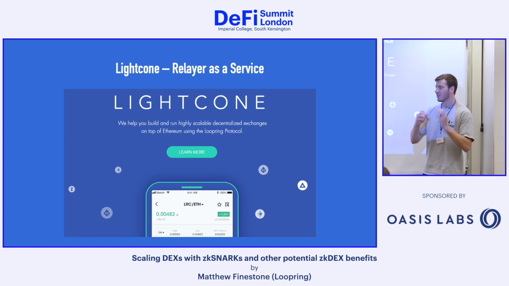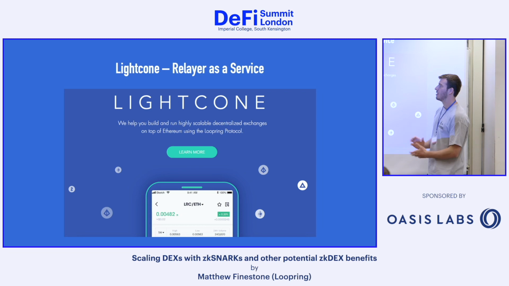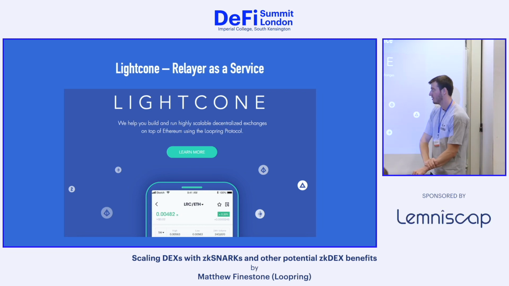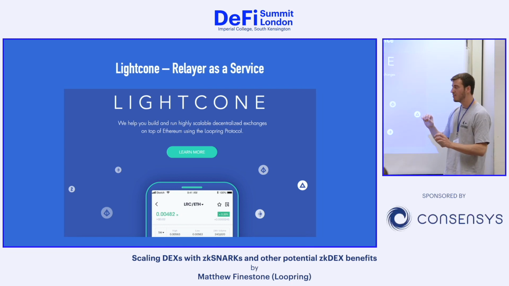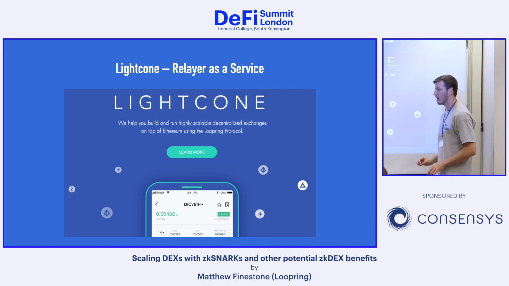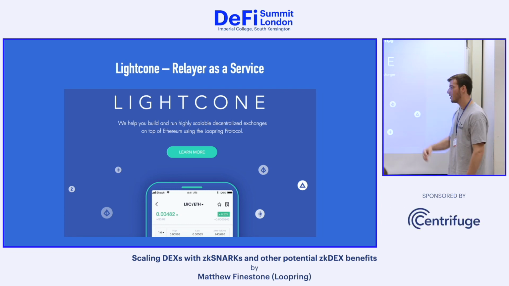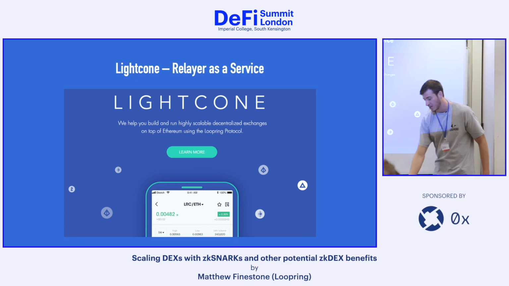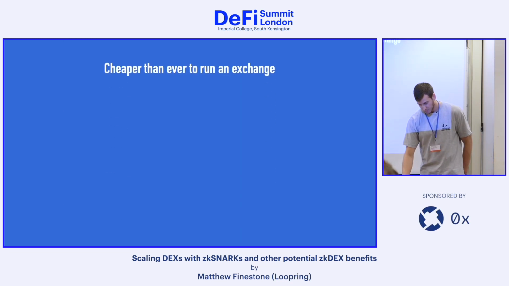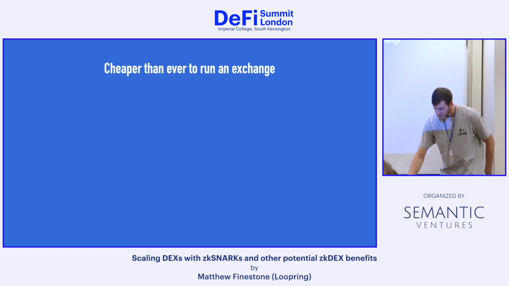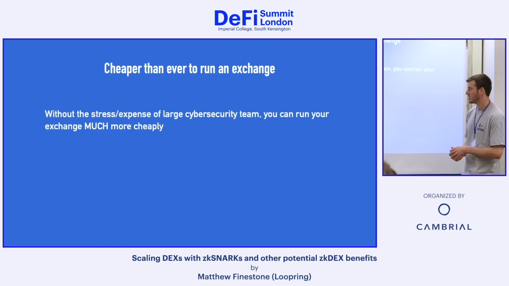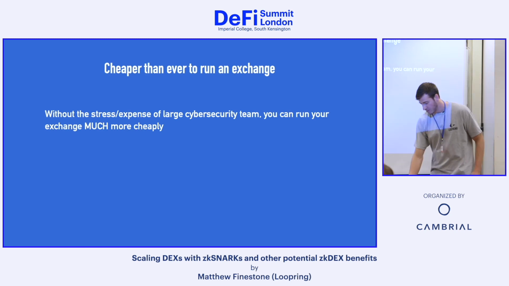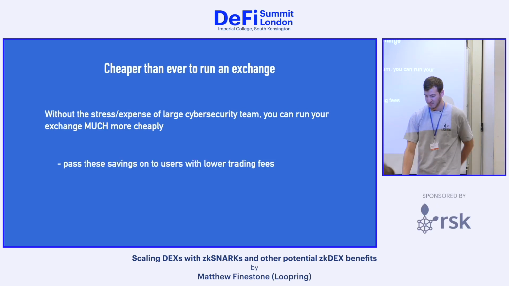So the matching engine, the hosting, the proving, we wrap that up. We call it a relayer, or an operator as a service. So now a DEX could just literally spin up in one, not even deploying a smart contract, but just calling a function on a Loopring protocol smart contract spins up your exchange, and your back end is completely taken care of, trustlessly. And it's cheaper than ever to run this exchange. You don't need a huge cybersecurity team. It's basically outsourced to Ethereum with all the guarantees. You could pass these savings on with lower fees.